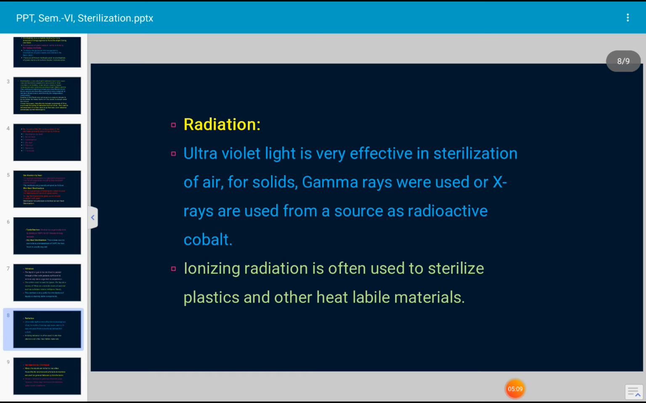Next, radiation. Sterilization by use of radiation. Ultraviolet light is very effective in sterilization of air. For solids, gamma rays or X-rays are also used as a source of sterilization. Ionizing radiation is often used to sterilize plastics and other heat-labile materials.